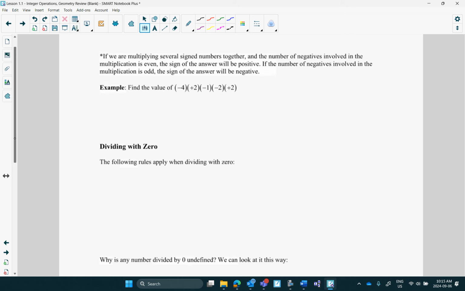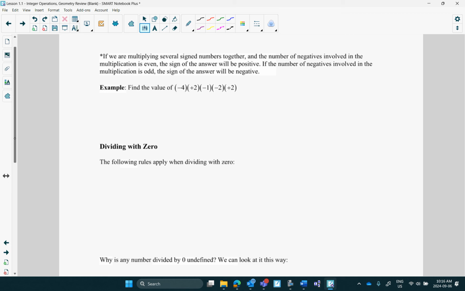What about if we're multiplying a whole bunch of numbers? So again, you can do the left to right thing. So go -4 times +2, get that answer, times -1, get that answer, times -2, get that answer, times +2, get that answer, which is the final. That's one way to do it.